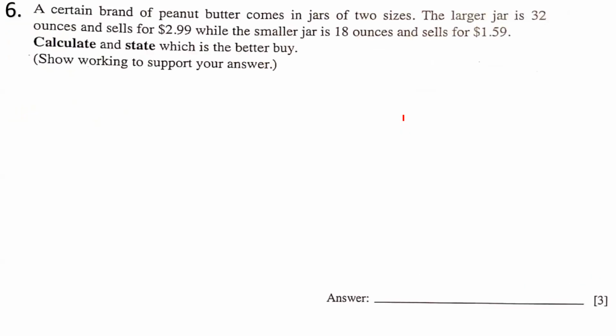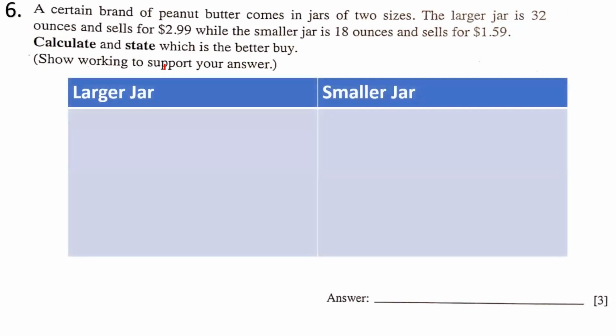Moving right along, we have question number 6. It says a certain brand of peanut butter comes in jars of 2 sizes. The larger jar is 32 ounces and sells for $2.99, while the smaller jar is 18 ounces and sells for $1.59. Calculate and state which is the better buy. Show working to support your answer. And so when we're considering these 2 jars, we have to notice that when we say better buy, what we mean is which one is the cheapest.